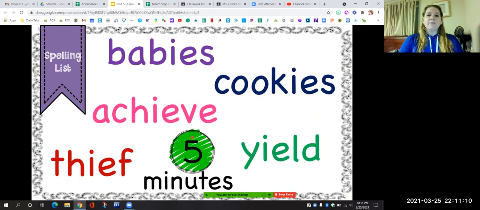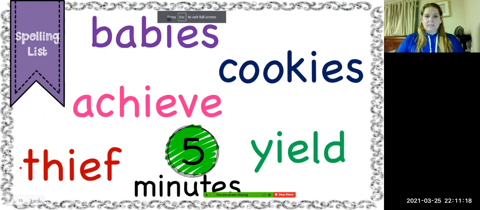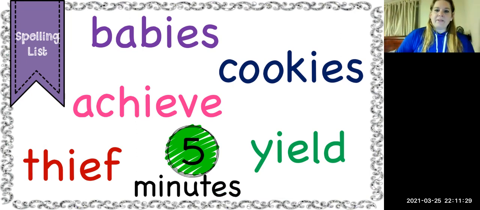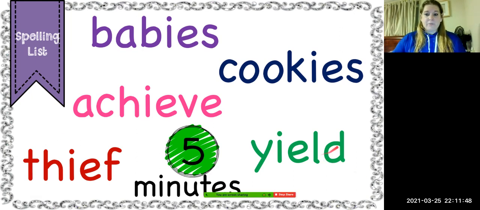Okay, so here you have 5 words. We have babies, cookies, achieve, thief, and yield. What I want you to do, if you have a whiteboard and a marker, or an extra sheet of paper lying around, is put these words in ABC order, and it says you have 5 minutes. So if you have a timer around, or if mom and dad have a timer, go ahead and set your timer. And then when you are ready, just click back and continue to play the video.